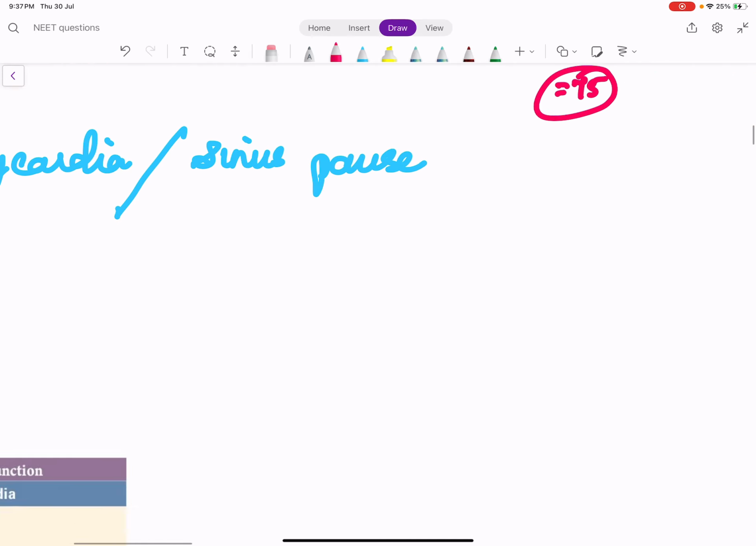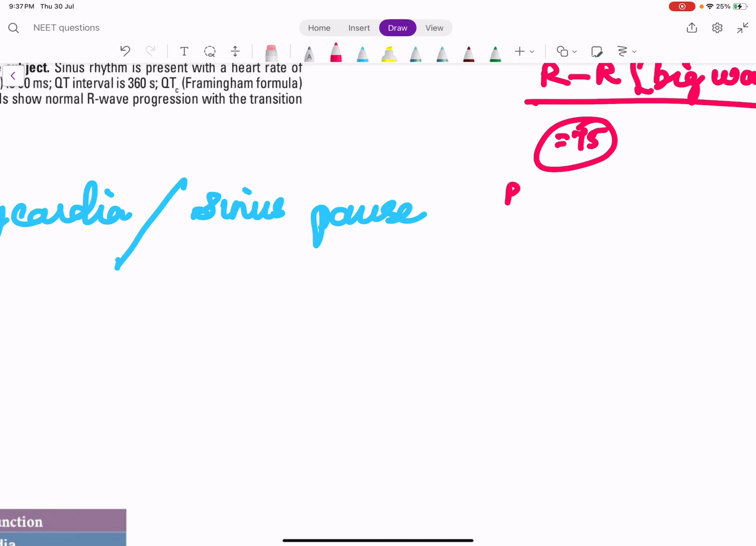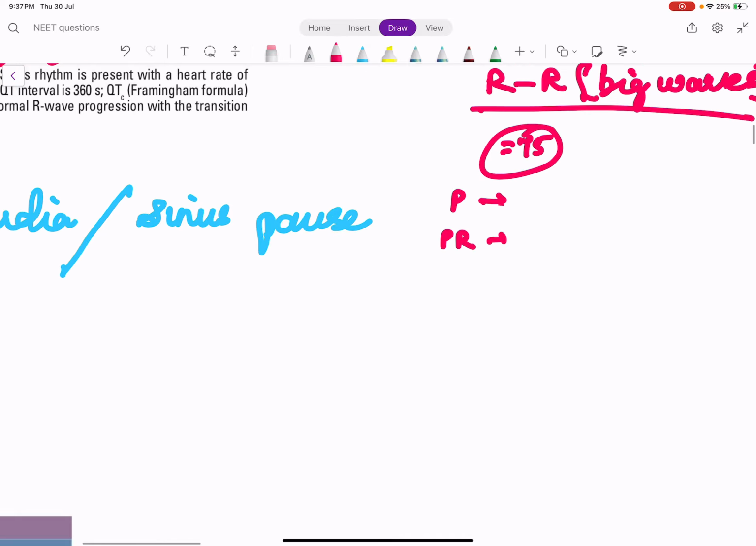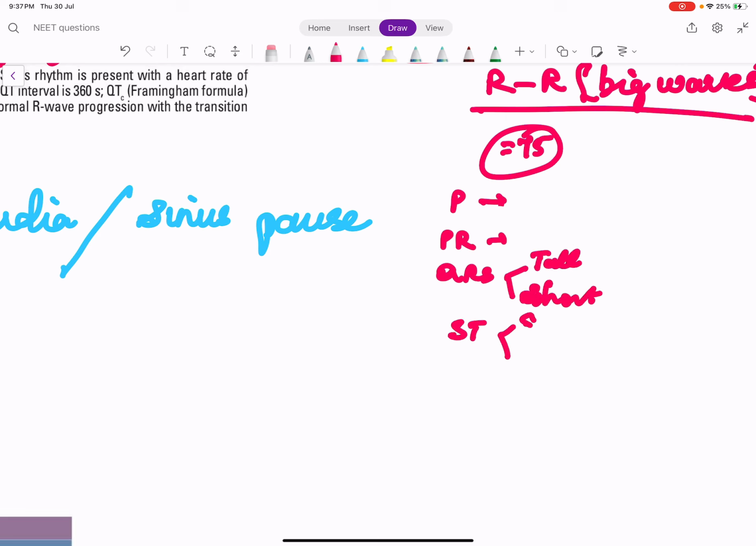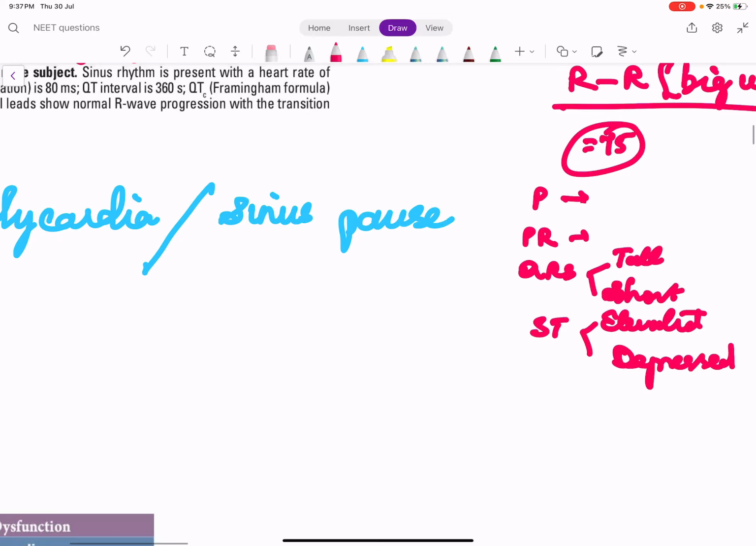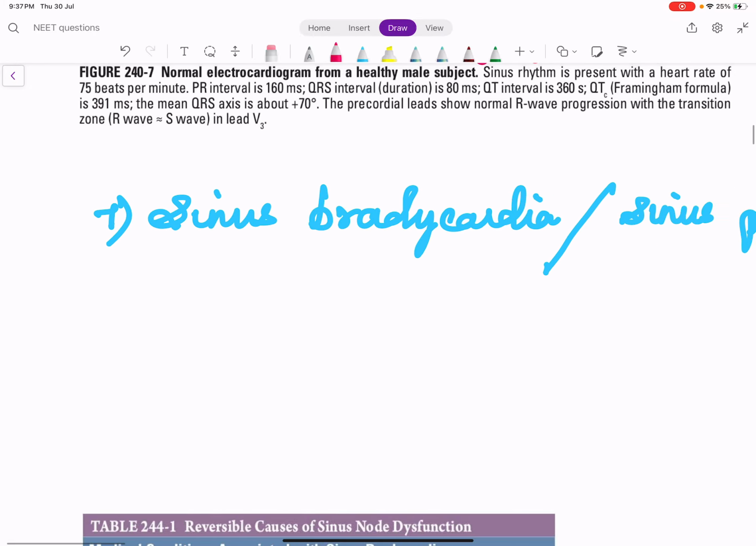So after the rhythm and rate, then we have to interpret every wave, whether P wave is broad or P wave is tall, whether the PR interval is short. This we have discussed in rhythm itself, whether PR is short or PR is long. Then about the QRS whether it is tall or whether it is short. Then think of the ST segment, whether it is elevated or depressed, and something about the P wave, whether it is tall or short, and any abnormal waves. This is more than enough for an ECG.